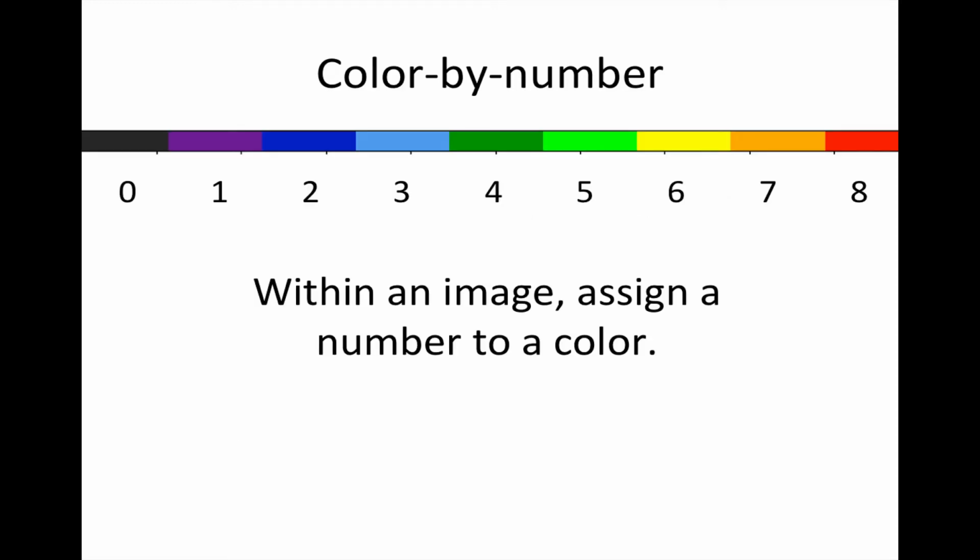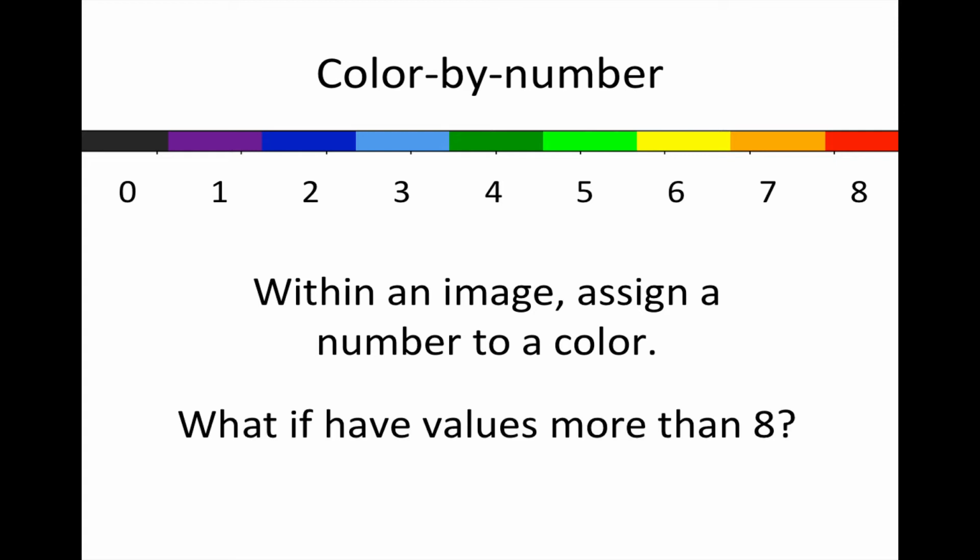So let's imagine that we have an image where the values, because remember, any kind of digital image, from your camera, on your TV screen, or with an astronomical image, at the end of the day, it comes back to ones and zeros. So we're going to say color by number. We're going to say that our image has a range of values between 0 and 8. And I am going to do a color by number where all of the ones are purple, all the twos are blue, and so on, up to the eights being red. So within that image, I'm going to assign each one of these numbers to a color.